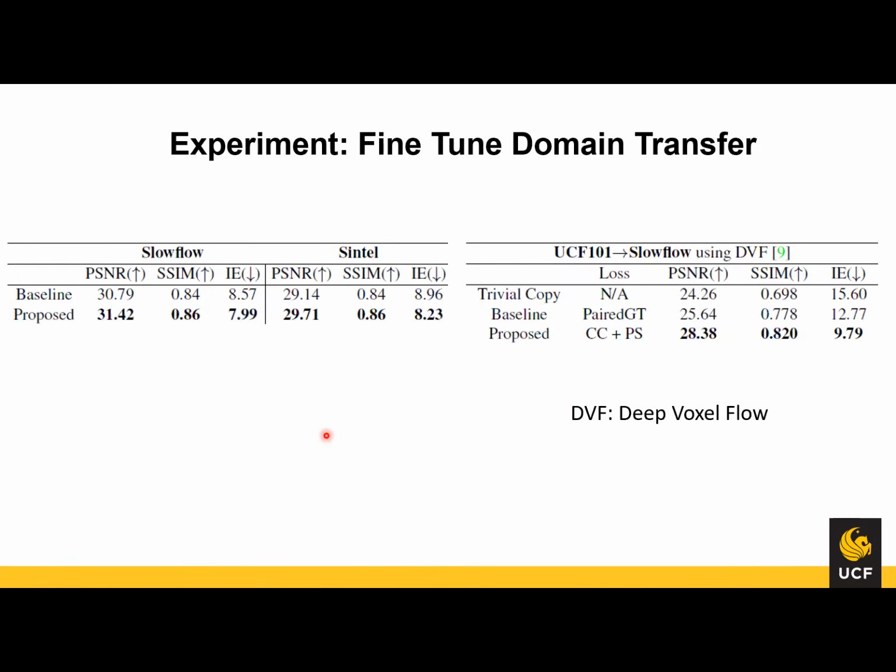Okay, so for these results, on the left, we train at quarter resolution and test at full resolution. And as you can see, the results are better for the proposed method than the baseline method. Similarly, on the right, we're training on UCF101 using the deep voxel flow network instead of the Super SloMo network. And as you can see, the results of our network fine-tuned in the deep voxel flow network are a lot better than just using deep voxel flow.